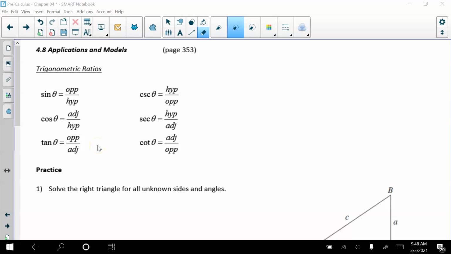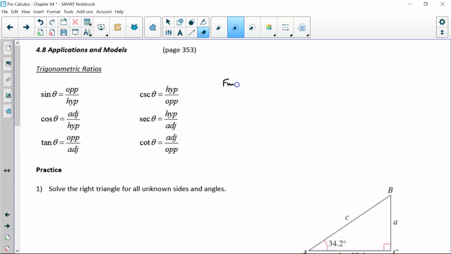Welcome back to section 4.8. We're going to be talking about some applications. A lot of this you've seen in geometry and so forth. So we're going to be talking about solving right triangles, finding all the missing sides and all of the missing angles.